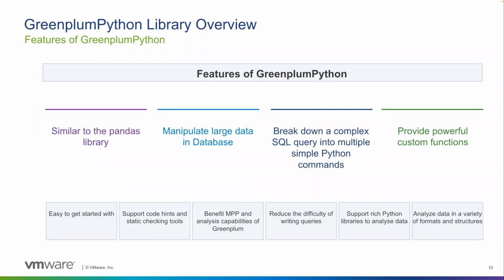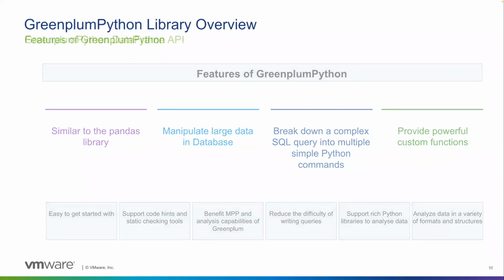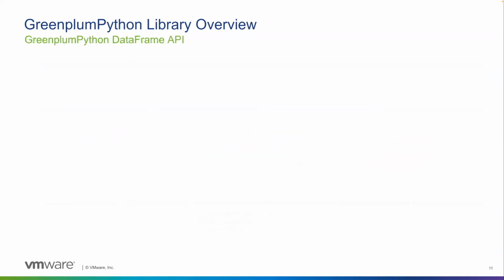So to summarize, Greenplum Python is a powerful, efficient tool for database manipulation and analysis, enabling users to leverage the full power of the Greenplum database directly from their Python environment. And all of the above features can be realized thanks to DataFrame, the core data structure in Greenplum Python, which conceptually is a two-dimensional structure containing data.